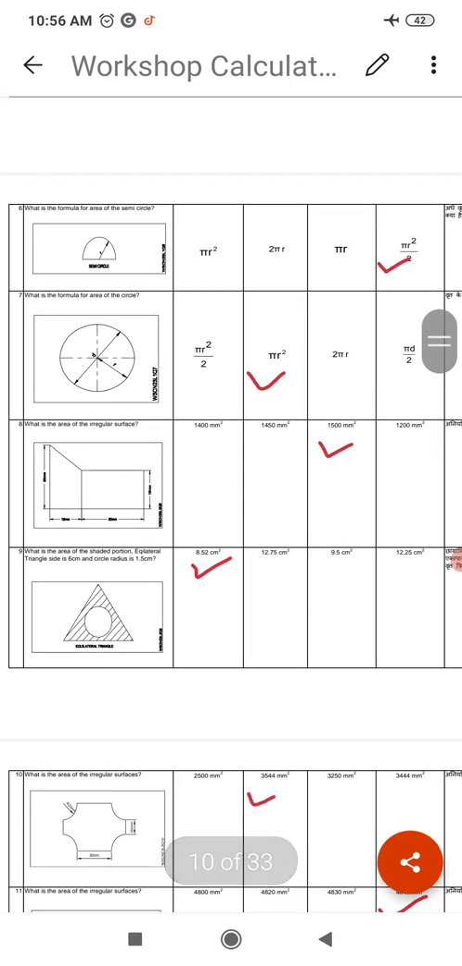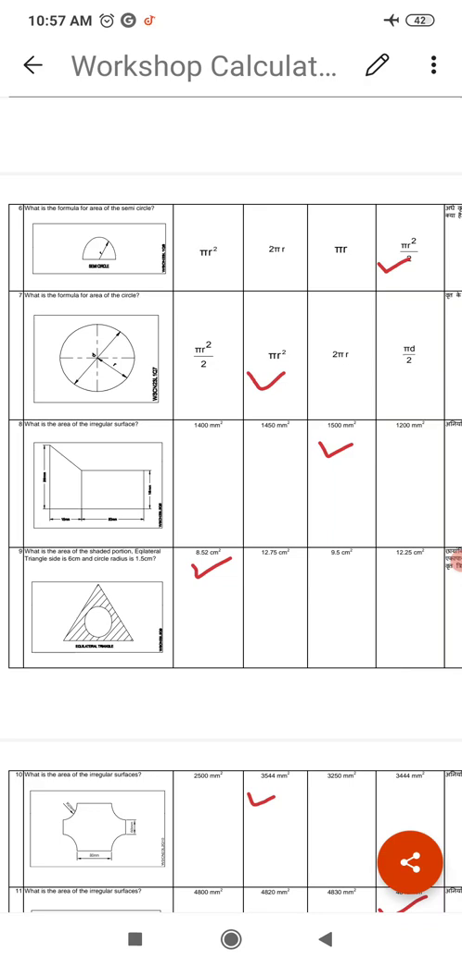Next, what is the formula for area of semicircle? Its answer is pi r square upon 2. Option D. So in the question the figure is shown, and the answer is option D. Next, a figure is shown in the question. What is the formula for area of the circle? It's pi r square. Simple question.